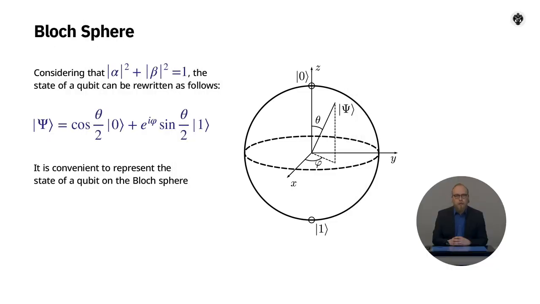It is convenient to use a geometric representation to describe a qubit. Considering the superposition property and the fact that the modulus of a squared plus the modulus of b squared is equal to 1, we can rewrite the expression for the state of the qubit in the form shown on the slide. Here, all angles are real numbers. These angles define a point on the 3D unit sphere, as shown in the figure. This sphere is called the Bloch sphere.